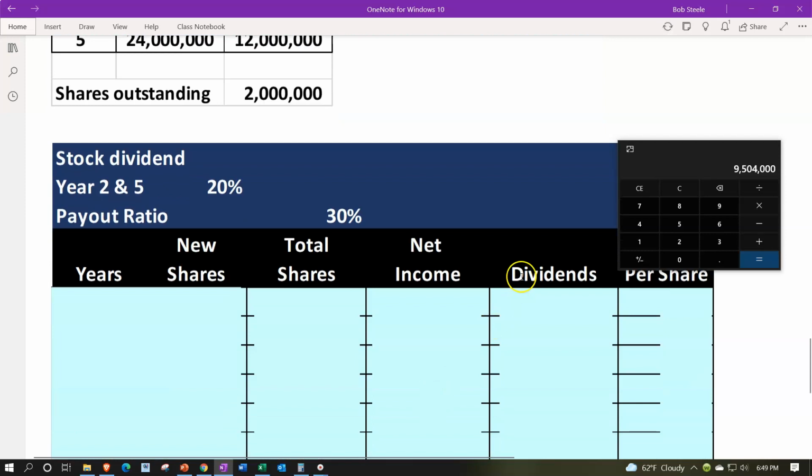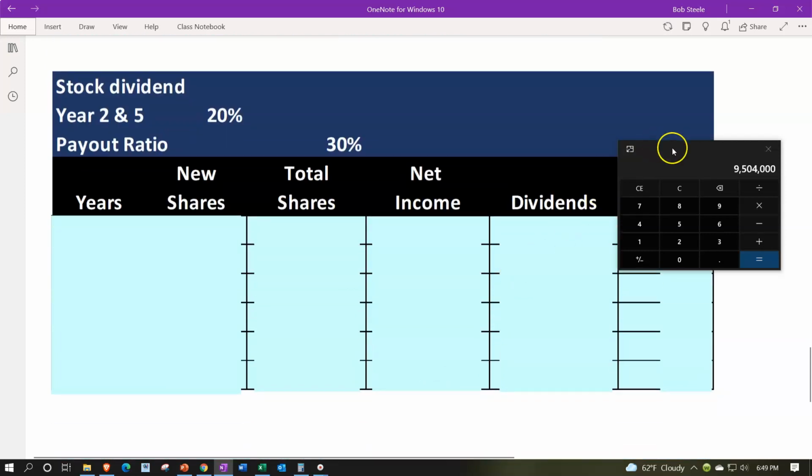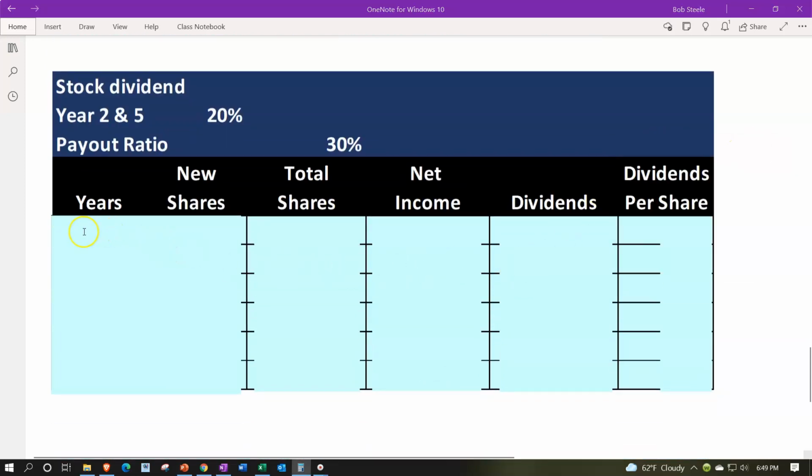Okay, let's do one more, which is even more spicy. This one has a lot of spice. Okay, so we got the stock dividends, we got the 20% dividend thing with the stock dividend still, and then we just have the payout ratio at the 30%, which is basically a net income calculation that we're going to have, and we're going to add on to it the dividends per share calculation at the end of this instead of just simply the total dividends.